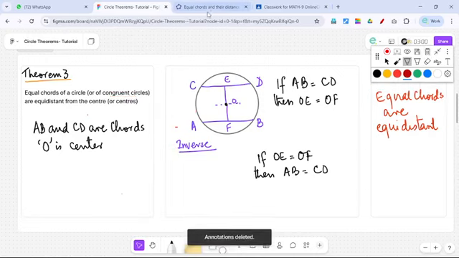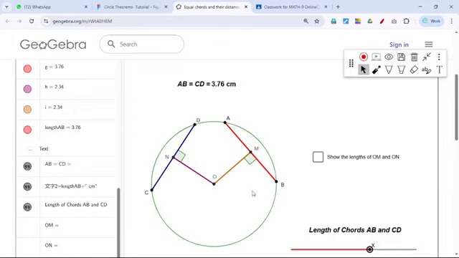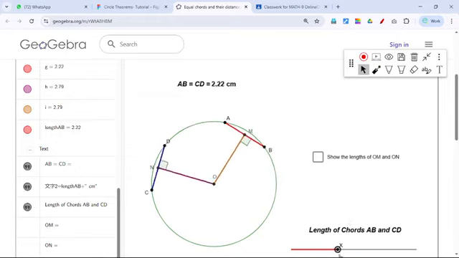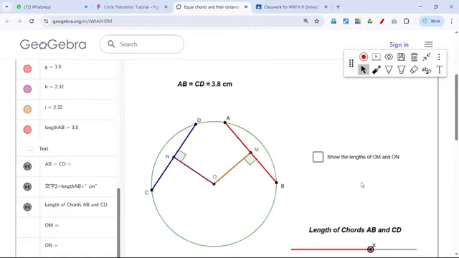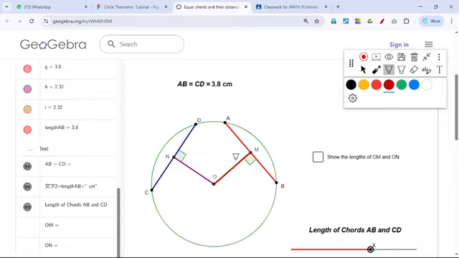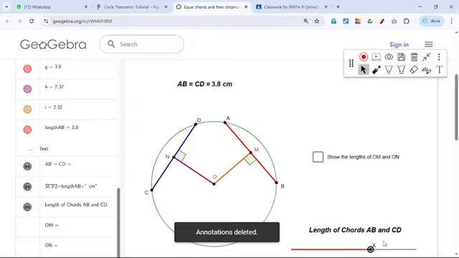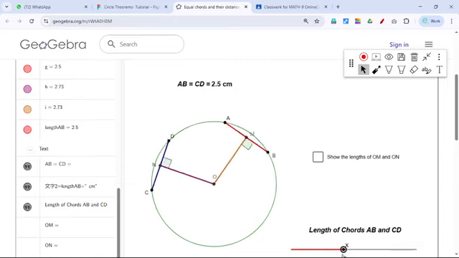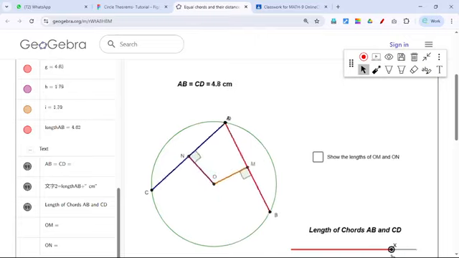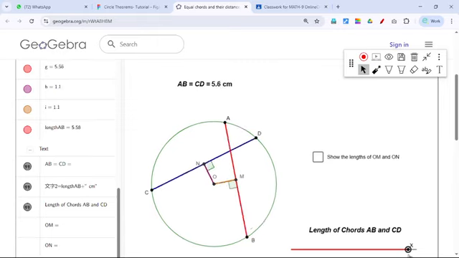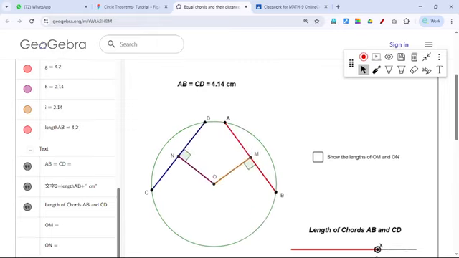Let us see an interactive of this theorem in GeoGebra. Now this is a circle. There are two chords AB and CD. Now let me change the length of chord. See, if I change the length of chord, if you observe closely, the distance from the center of these two chords will remain same. Even if I change the length of the chord, I will just show you. See, I am changing the chord. As long as the chords are of equal length, they are equidistant.